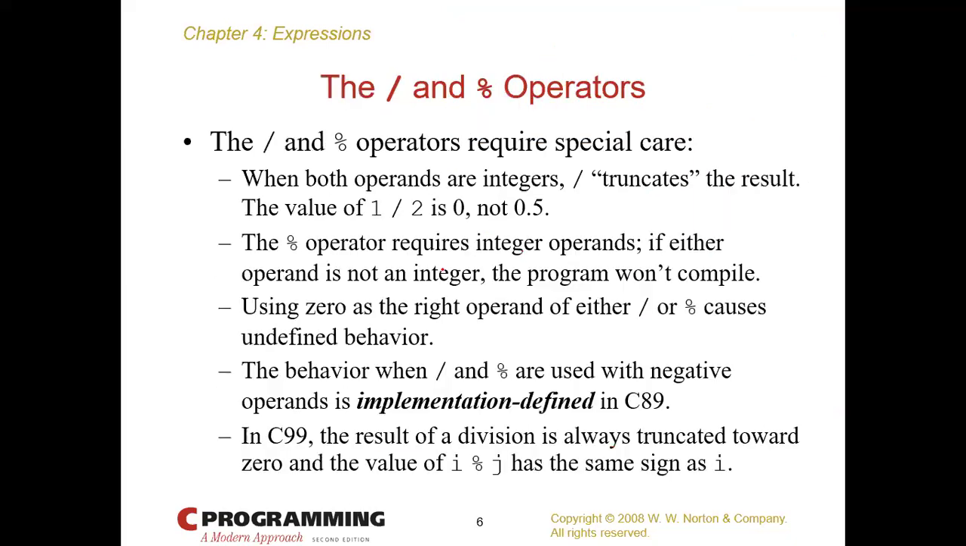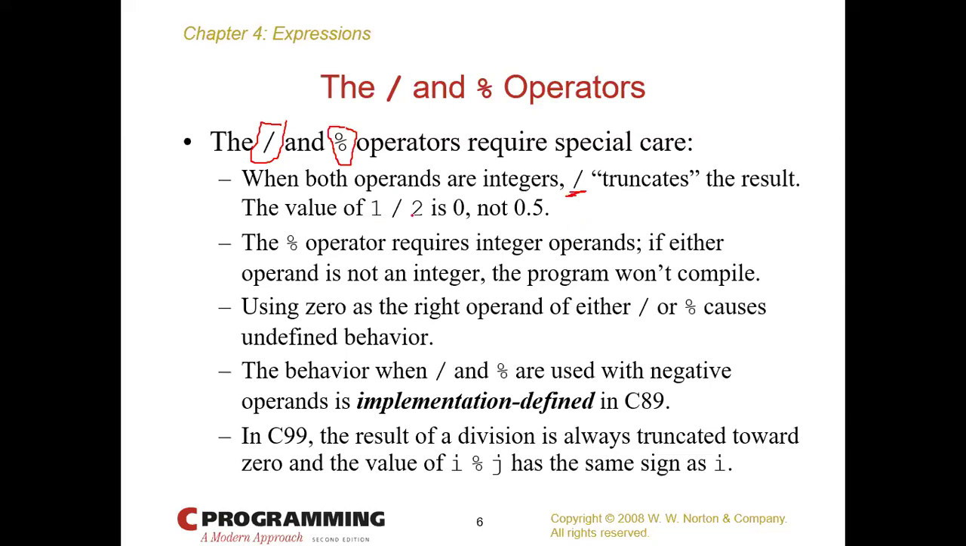The divide and modulus operator or remainder operator are very sensitive, and we need to take special care when we use them. When both operands are integers, divide truncates the result. So the value of 1 divided by 2 is 0, not 0.5. Okay. When both of the operands are integers, then the result also is forced to become an integer.